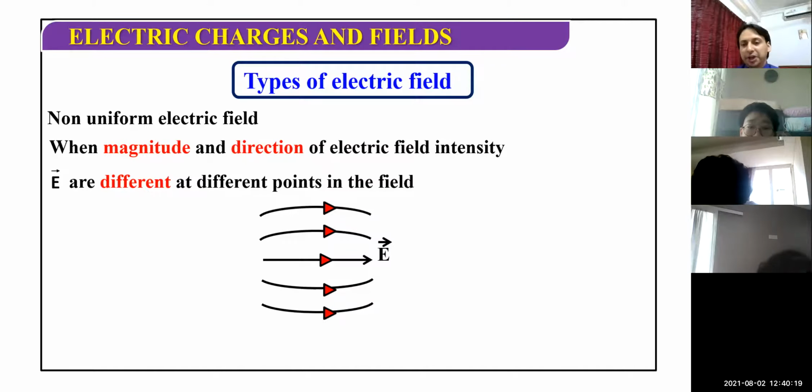Non-uniform electric field, see the diagrams. The lines are not exactly parallel. These are slightly in the form of curves. And you can also represent the non-uniform electric field.